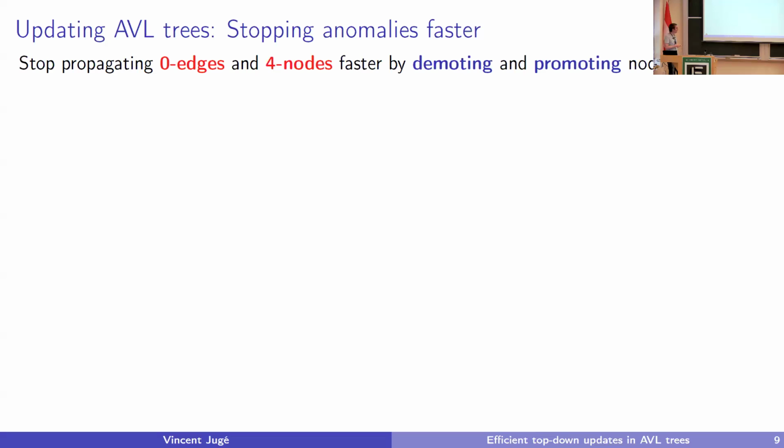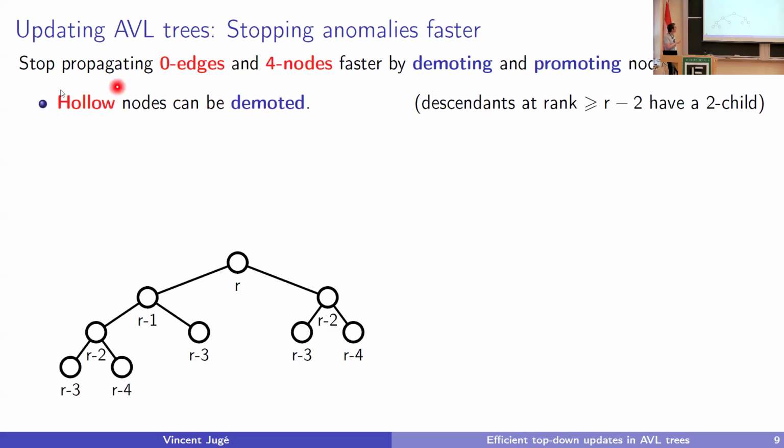And so we will do it by demoting and promoting nodes. I will show you what this means on some examples. For instance, you have some nodes, we will call them hollow, and they can be demoted. We say that a node is hollow when it has a 2 child, and all its descendants with rank at least R-2 have a 2 child. Basically, my 2 child could be on the left or on the right, and the 2 child of my 1 child could be on the left or on the right, so I have several choices. I don't really care. All these nodes are hollow nodes. Here is an example. You have a few more of them, but the strategy works in the same way for all of them.